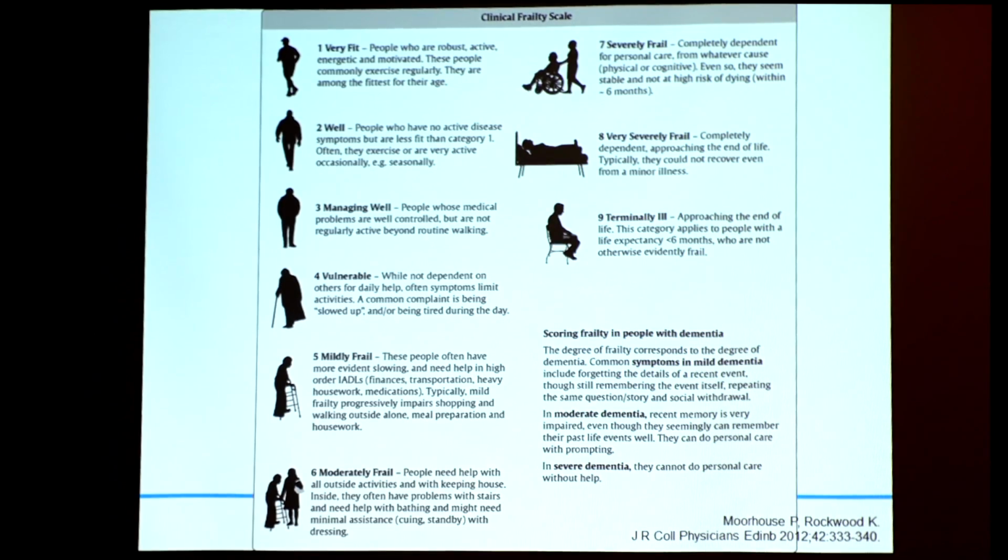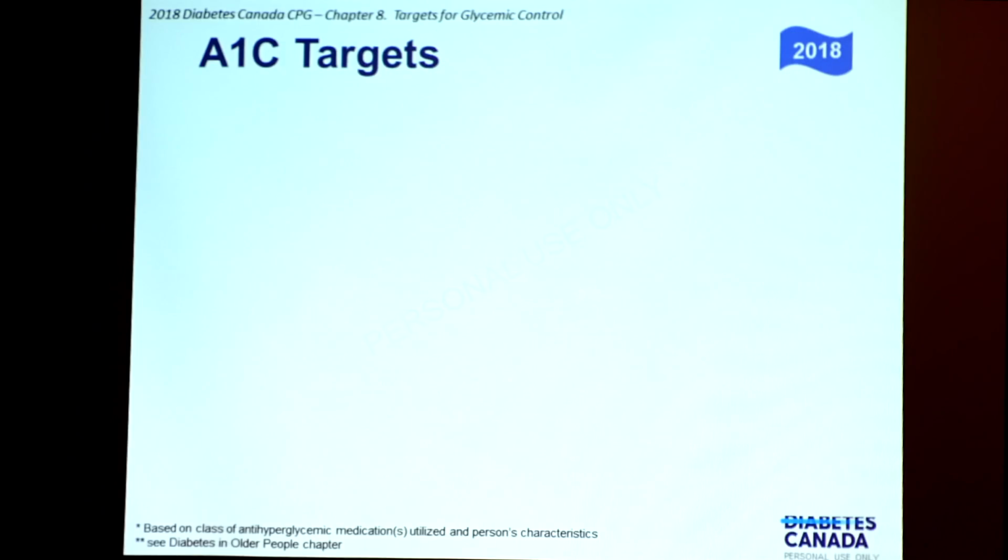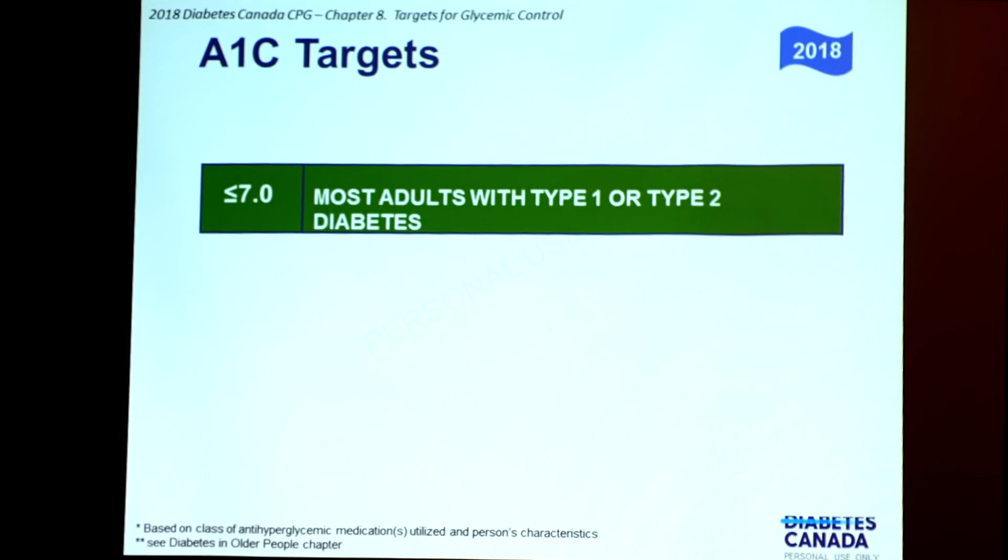The frailty is also paralleled by problems with cognition. The degree of frailty corresponds very closely to these levels of frailty, with mild dementia correlating with the level of mild frailty, moderate dementia with recent memory impairment, but still being able to focus, and the more severe dementia where they cannot take care of themselves at all. So, as we've always said in our guidelines, for most adults with diabetes, the goal for an A1C is less than 7%.